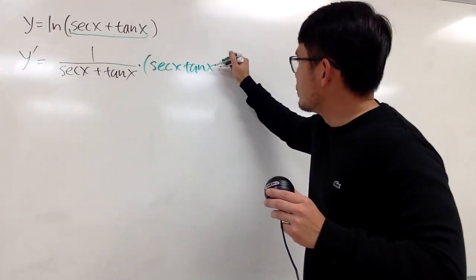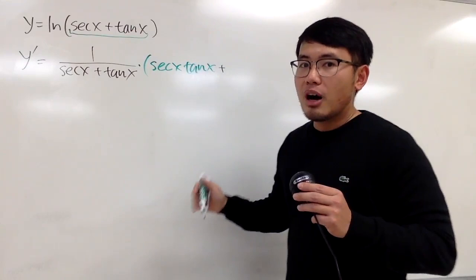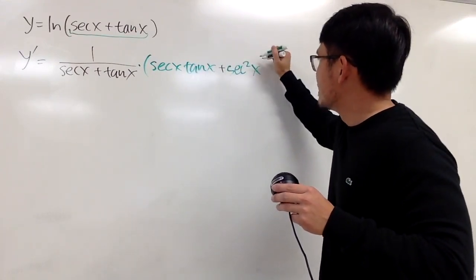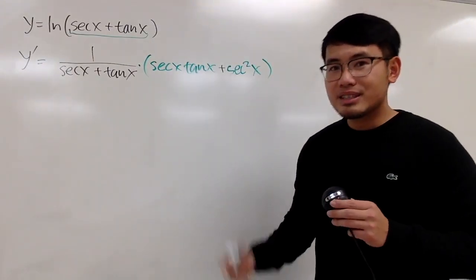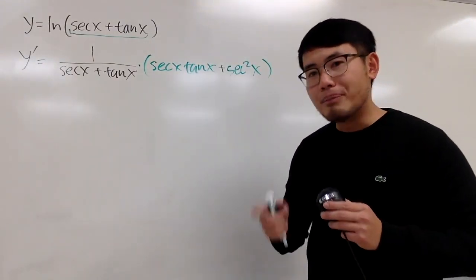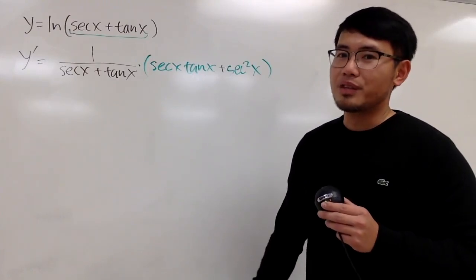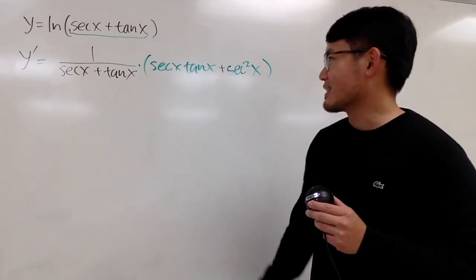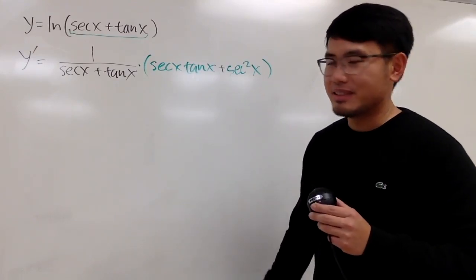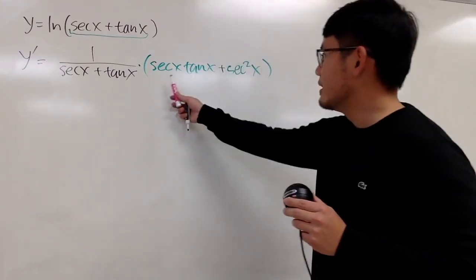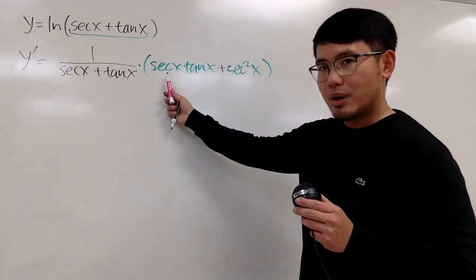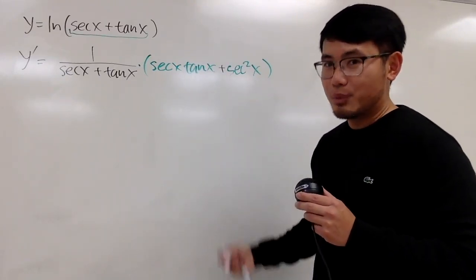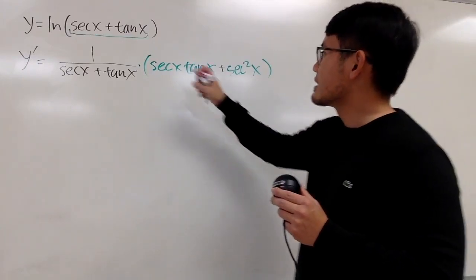Next, you are going to add the derivative of tangent x, which is secant squared x, like that. So this is it. But we are going to get to the second derivative. Don't just differentiate this, because in fact, you can simplify this very nicely. If you look at this right here, here we have secant, and this is secant squared. So in other words, we can factor out a secant x.